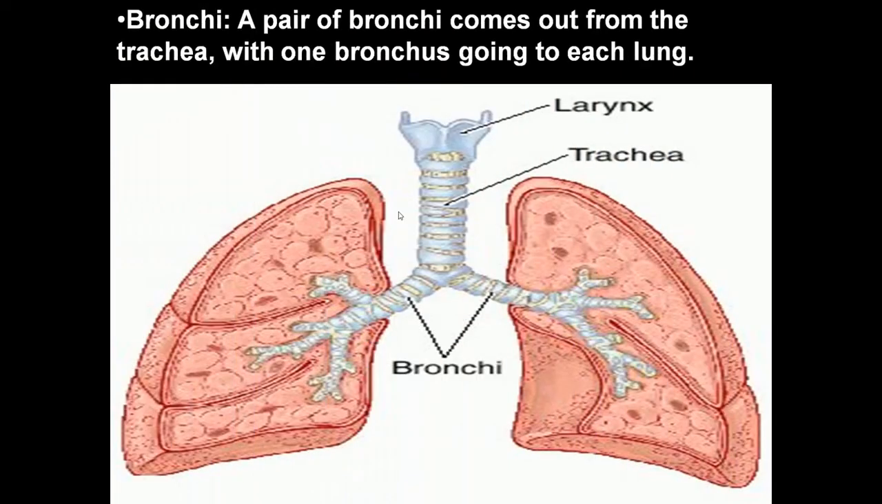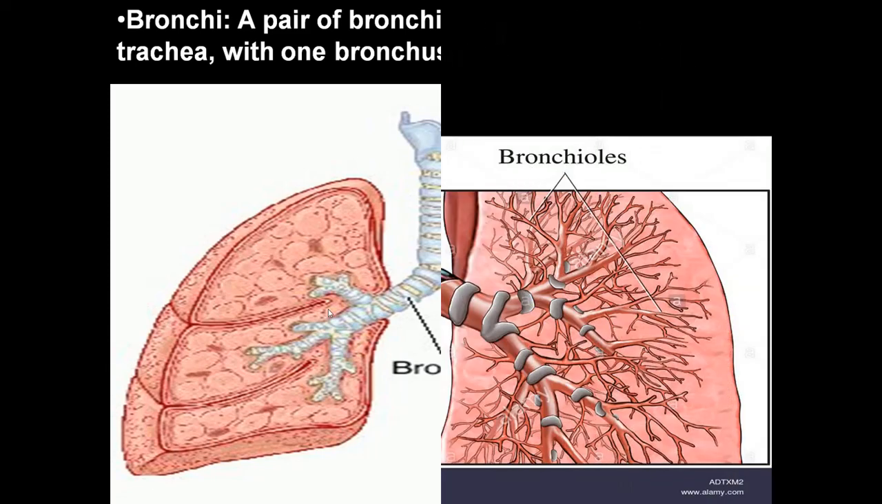The next route is the bronchi. After the trachea, the next passage is the bronchi. As you can see in this image, it is a branch diversion. Two branches are there, and these are called bronchi. A pair of bronchi comes out from your trachea, with one bronchus going to each lung. Each bronchus enters a lung.